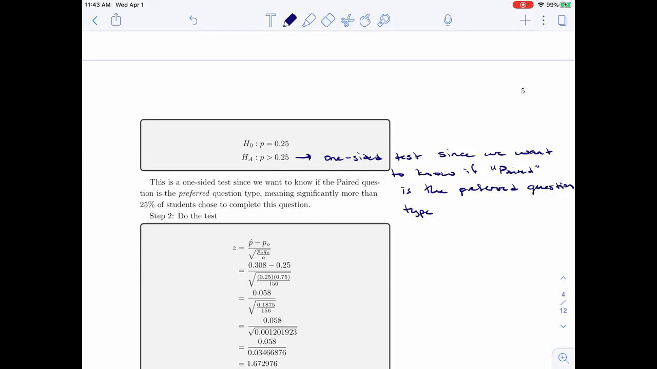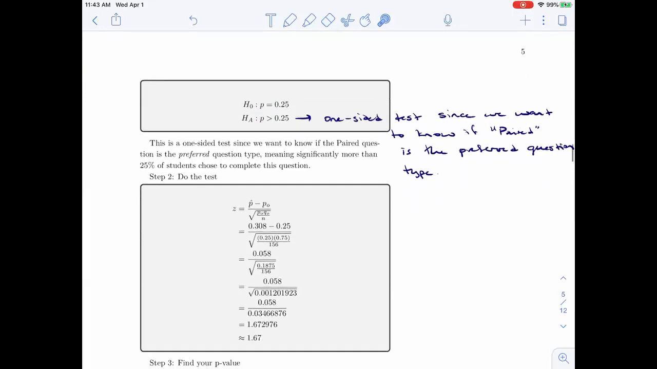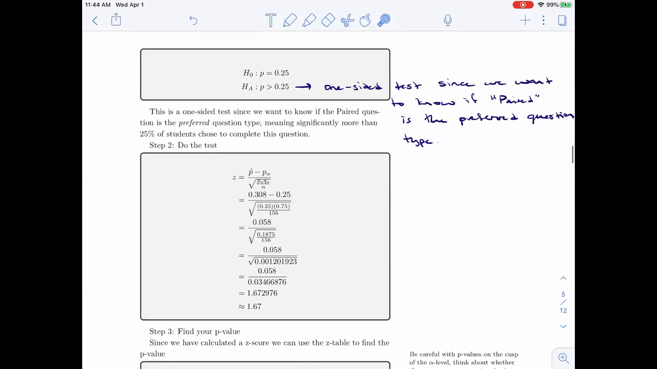Right? So if it's more than 0.25, then we don't have this even distribution anymore, making the paired the preferred question type. Okay, so we've got this one-sided test, and now we can do the test. We calculate our Z, which is our sample proportion minus our hypothesized proportion, remembering that q naught is 1 minus p naught. That's on your formula sheet.